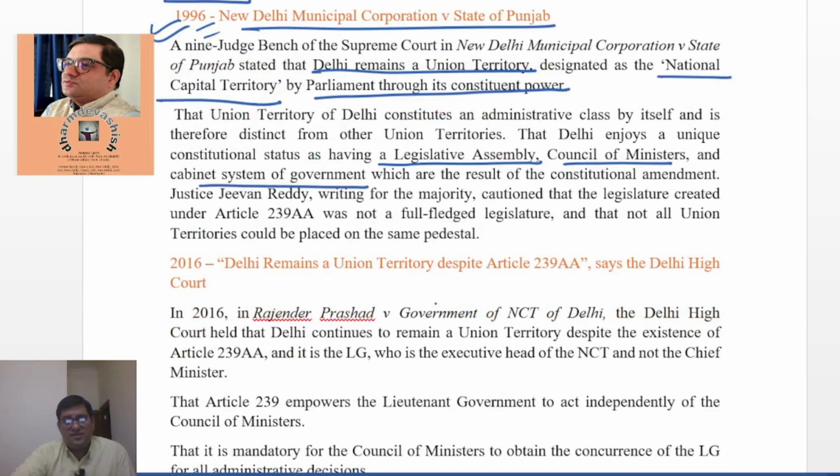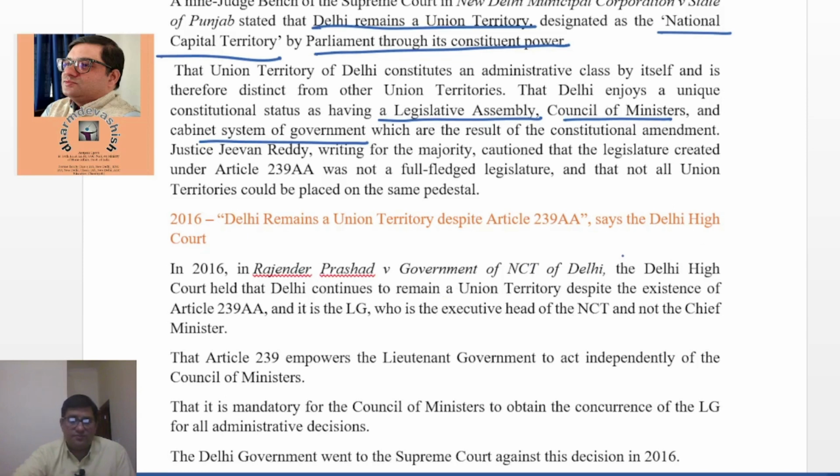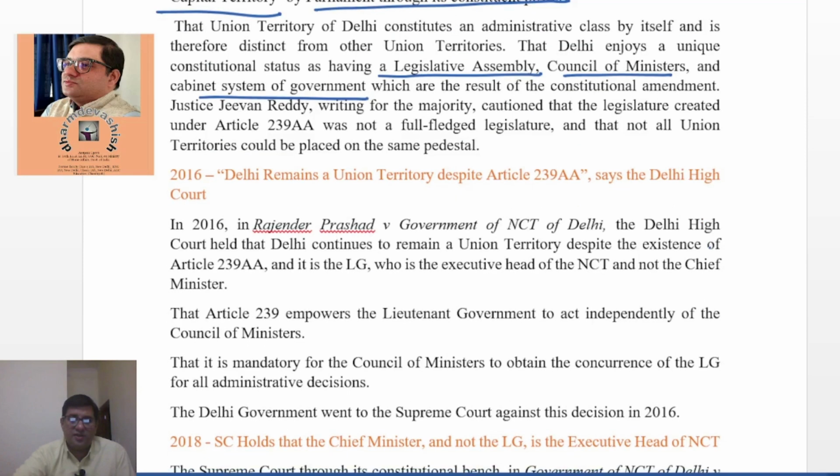In the year 2016, this dispute again came into picture. This debate again came before the Delhi High Court: what is the status of the territorial area referred to as NCT Delhi. Now this was in the case Rajendra Prasad versus Government of NCT of Delhi, and the Delhi High Court held that Delhi continues to remain a union territory even though there is Article 239AA in the Constitution.